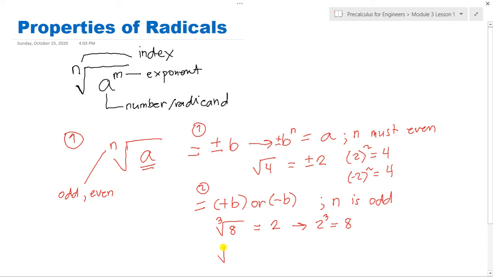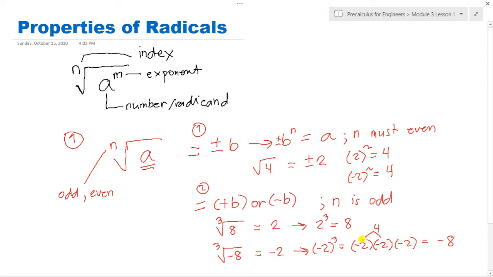How about cube root of negative 8? So let's see. Cube root of negative 8 is equal to negative 2. Bakit hindi pwede yung positive 2? So titingnan natin. Kasi kapag i-cube mo yung negative 2, it will be written in this way: negative 2 times negative 2 times negative 2. And we all know that negative 2 times negative 2 will result to positive 4. And 4 times negative 2 will result to negative 8.